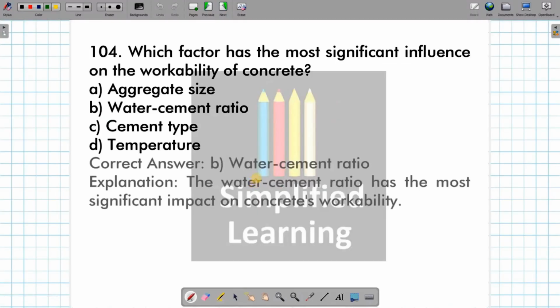Then question 104, which factor has the most significant influence on the workability of concrete? The answer is water cement ratio. Okay, the fluidity of the mix will be mainly governed by the water cement ratio. To some extent, aggregate size, yes, it does matter. Cement type, slightly it matters. Temperature, let's not say not at all, but to some extent it will be there. But the most appropriate answer here is the water cement ratio. What kind of water cement ratio you have will govern the workability of concrete. So the correct answer is option B.